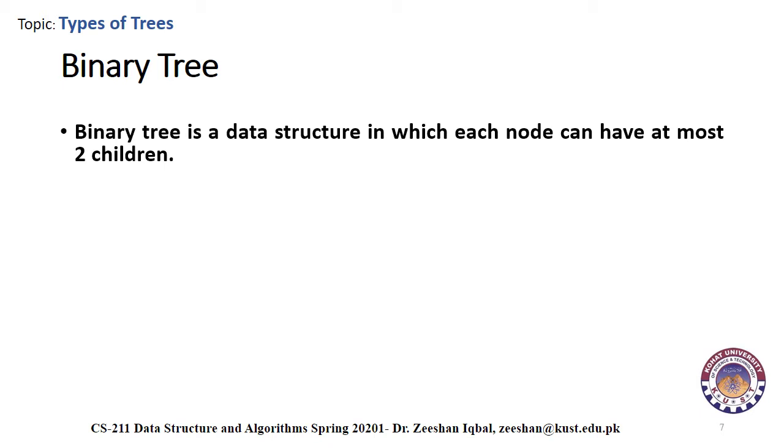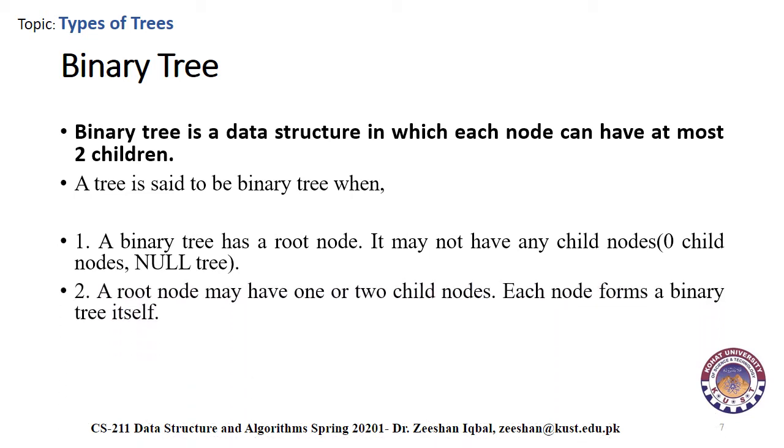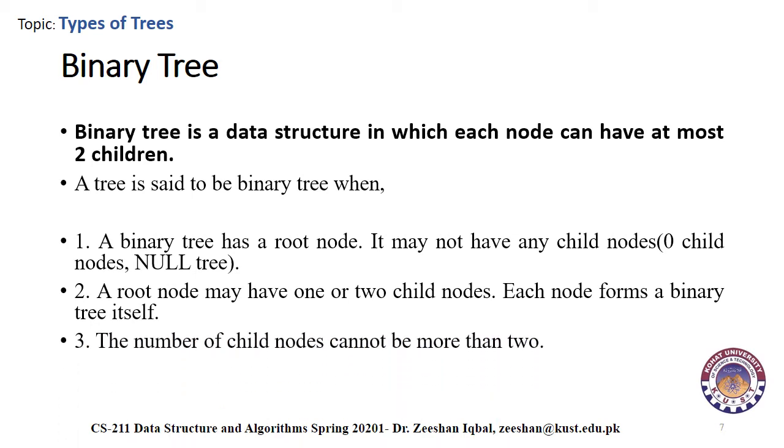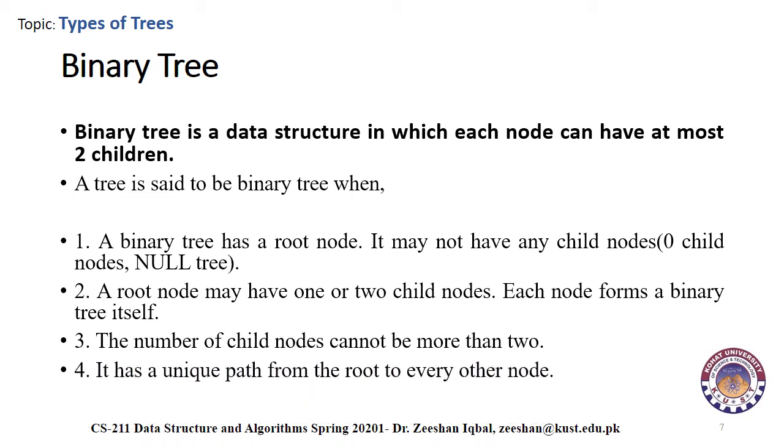If we define the properties of a binary tree, a tree is said to be a binary tree when, number 1, it has a root node, and it may not have any child nodes. Number 2, a root node may have 1 or 2 child nodes. Each node forms a binary tree itself. Number 3, the number of child nodes cannot be more than 2. Number 4, it has a unique path from the root node to every other node.